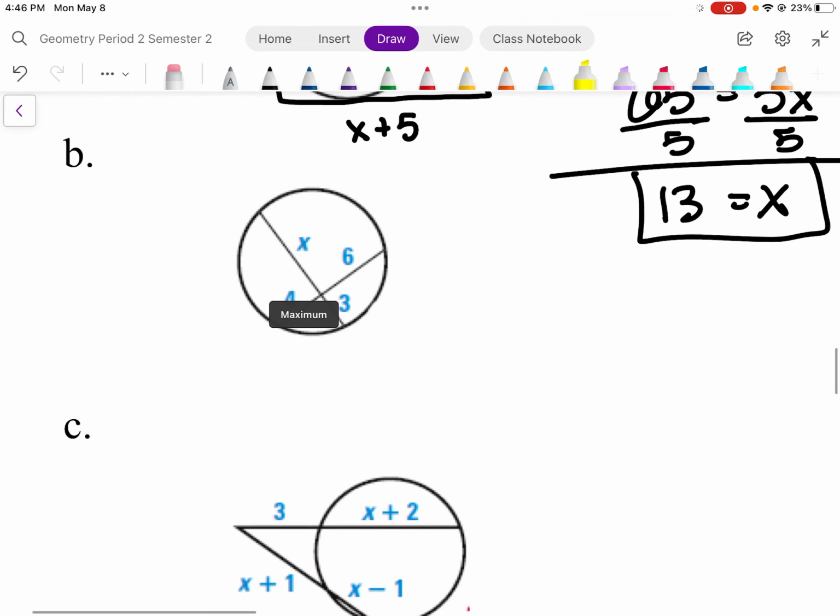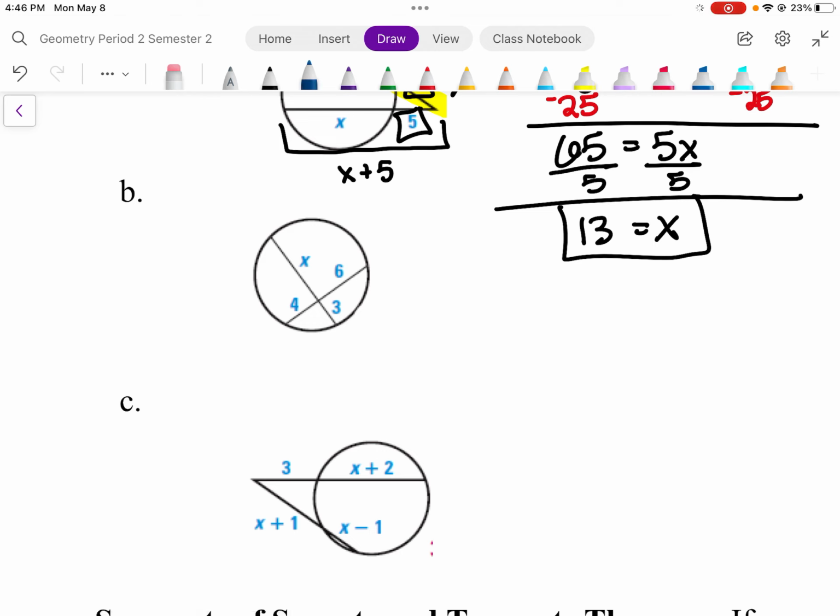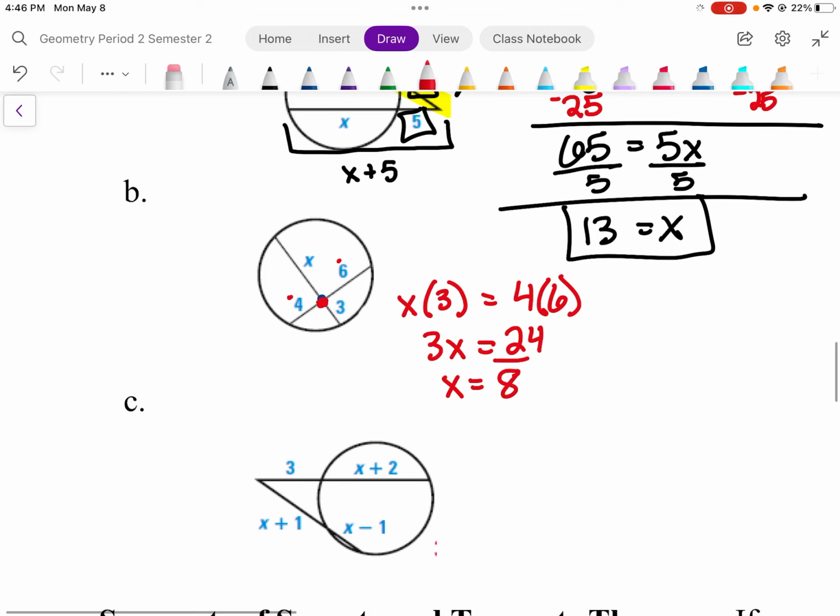Then if we look at part B, this one's going back to our two chords. So again, because it's two chords that meet in the circle, we're going to take the two parts and multiply them together. So part times part equals part times part. And then we solve for our variable. And in this one, it ends up being 8 for our final answer.